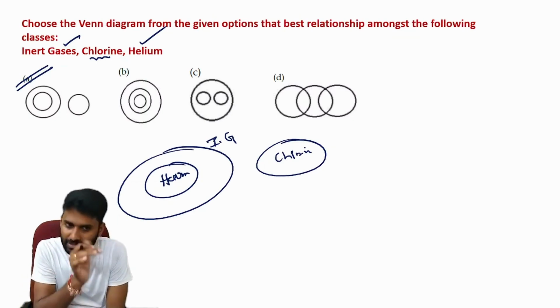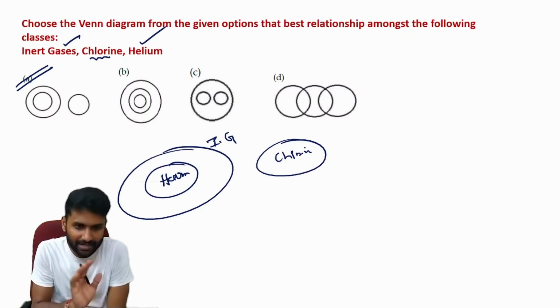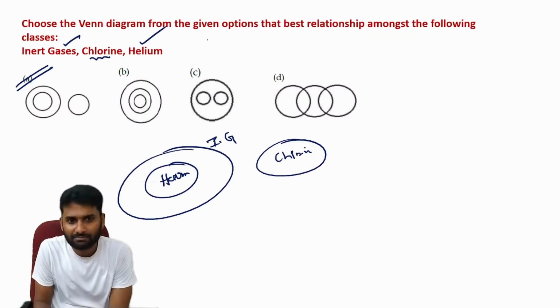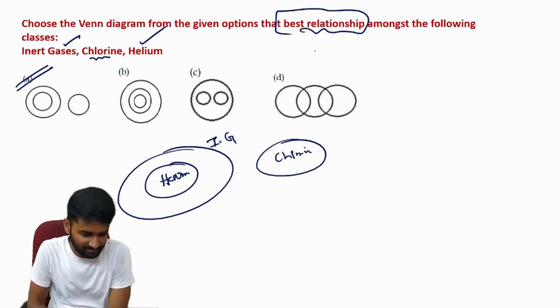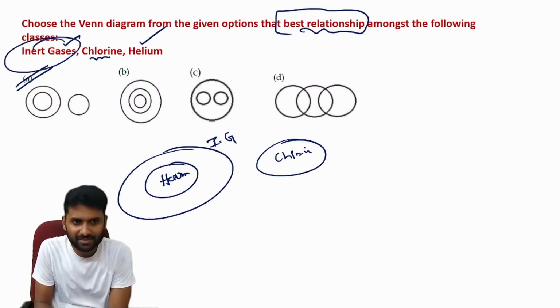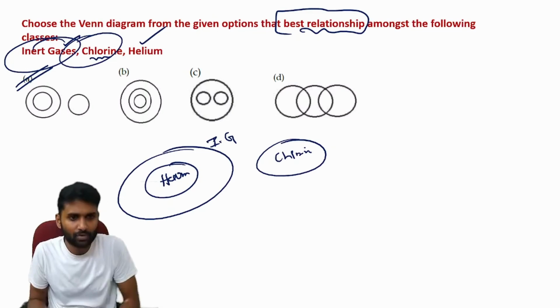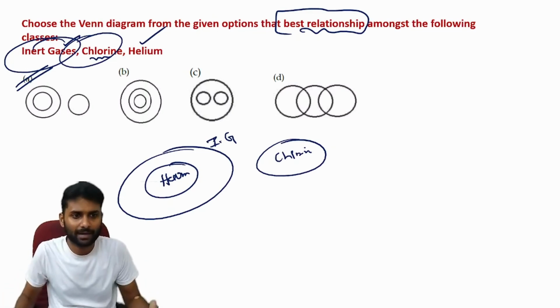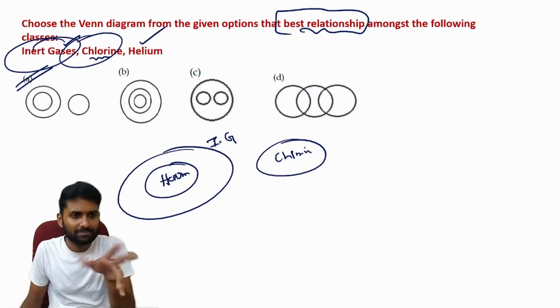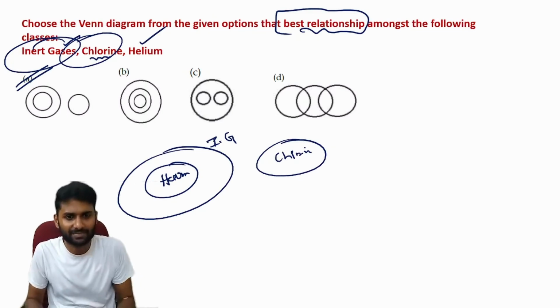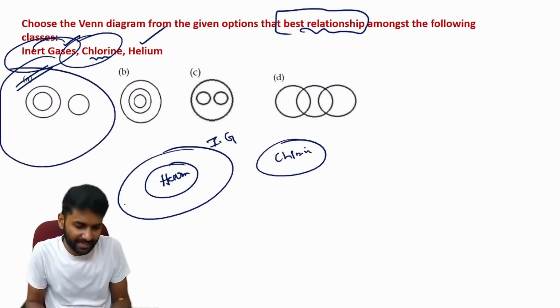See that meaning. There is a relation between those three elements. You have to identify it from the pictures. Statements are not given. See, choose the Venn diagram in the given option that best shows the relationship among the following classes. So identify the relations. There is no relation between inert gases and chlorine, and there is a relation between inert gases and helium. So how can you conclude that? Entire helium is a part of inert gases, and chlorine has no relation with inert gases and helium. That's why we can conclude picture A.